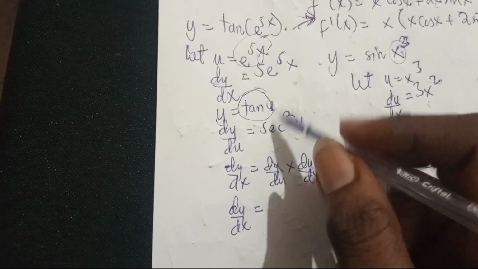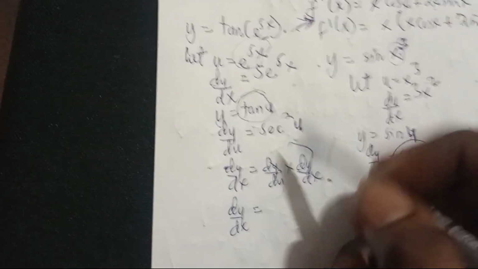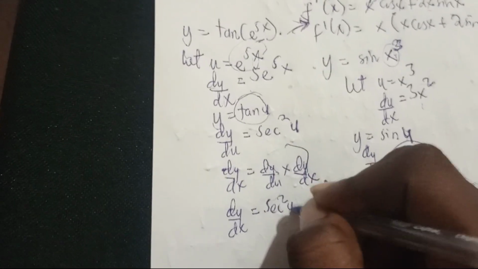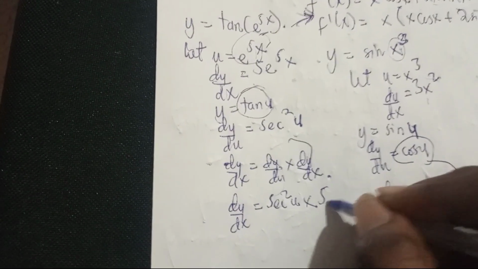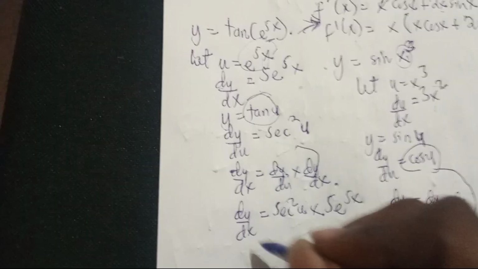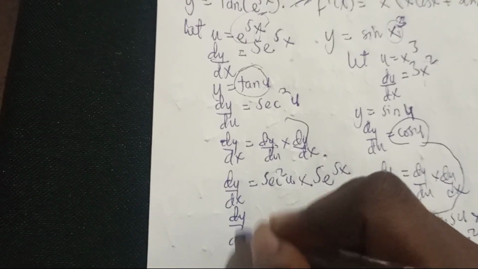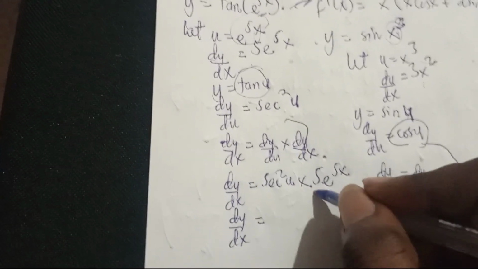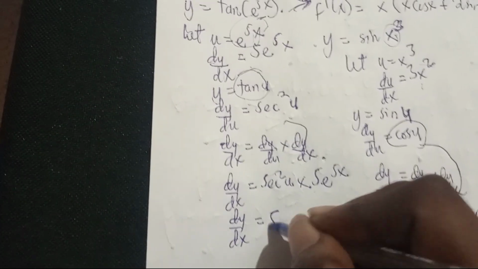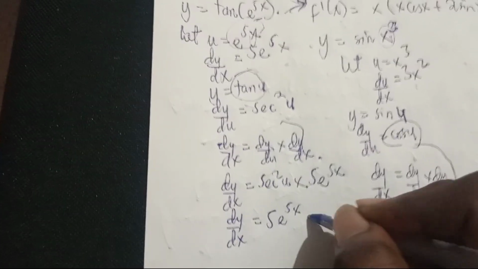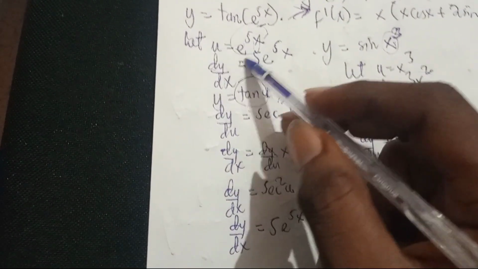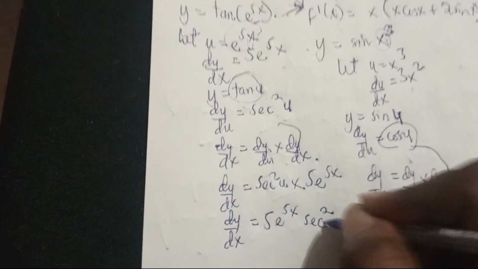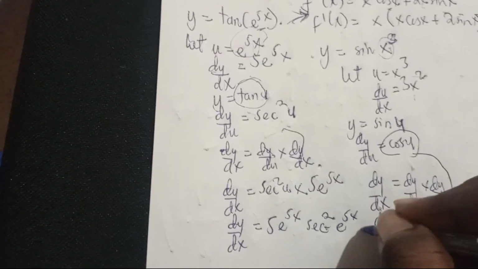Our dy/du was sec squared u, multiplying our du/dx which was 5e to the power 5x. So what do we get as our first derivative? That's going to be 5e to the power 5x multiplying our sec squared u. Our u was given to be e to the power 5x. So this part is going to be e to the power 5x. So this is the final answer.